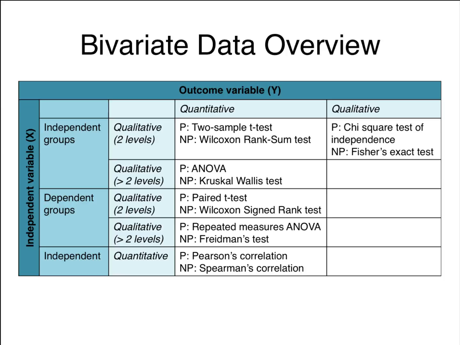So for example, let's say you're interested in the association between gender and weight. Gender is a qualitative variable with independent groups, and weight is a quantitative variable. If you're comparing the weight of men versus women, you would use a two-sample t-test, the parametric test, or a Wilcoxon rank sum test, which is the non-parametric test. On the other hand, if you're comparing three gender groups, so let's say men versus women versus non-binary genders, you would use either ANOVA or the Kruskal-Wallis test.